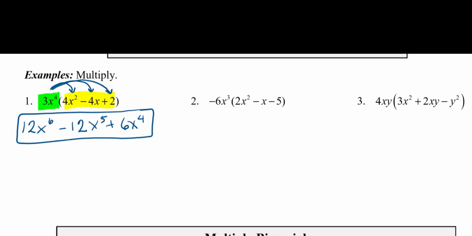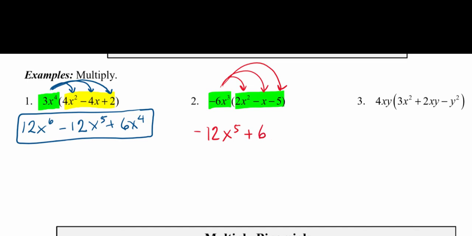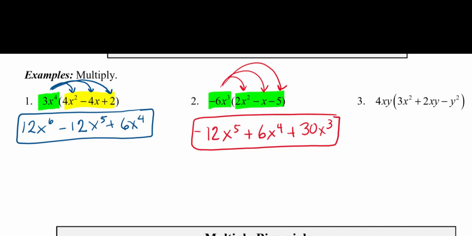Example number 2, we're once again going to multiply that monomial negative 6x cubed times the trinomial 2x squared minus x minus 5. And we're going to use the distributive property once again and the product rule when we deal with the powers of x. So we get negative 12x to the fifth. And then distributing the negative 6x cubed times a negative 1x, we get a positive 6x to the fourth. And then multiplying the negative 6x cubed times the negative 5, we get a positive 30x cubed. A trinomial for answer. None of the terms are alike because they have different exponents, so we're done.